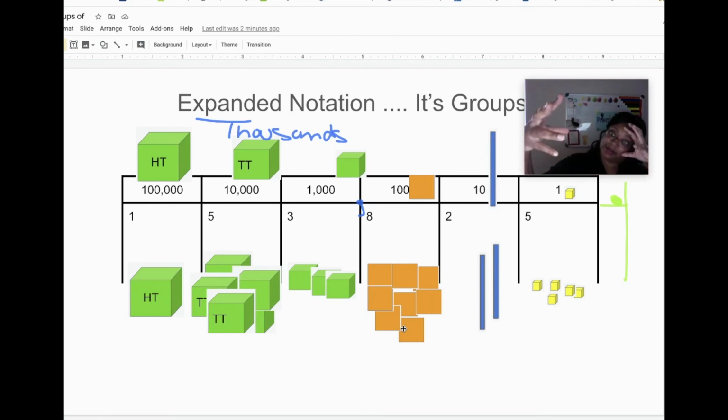All right. So now we're going to see what this looks like when we write expanded notation. Groups of. So when you say notation, you say groups of. Let's try it again. Expanded notation. Groups of. Good job. All right.